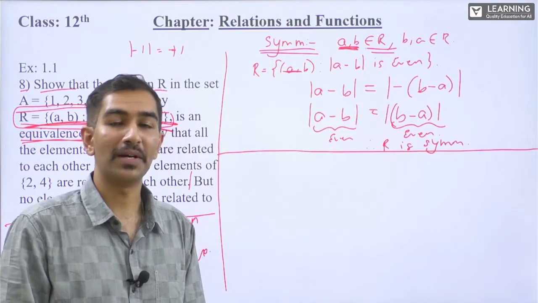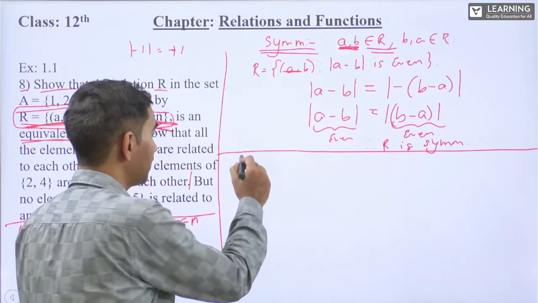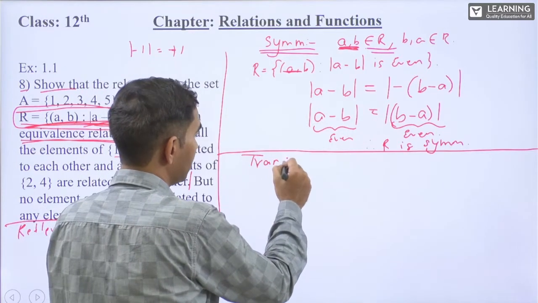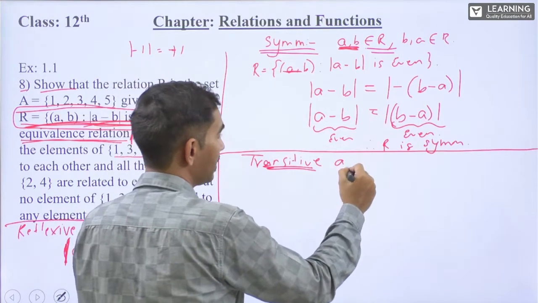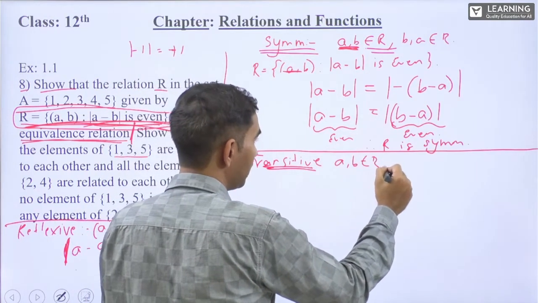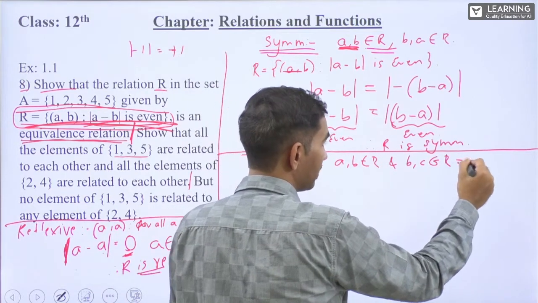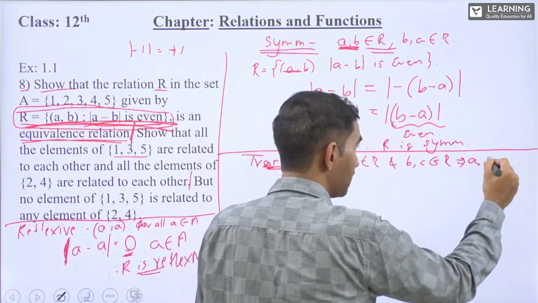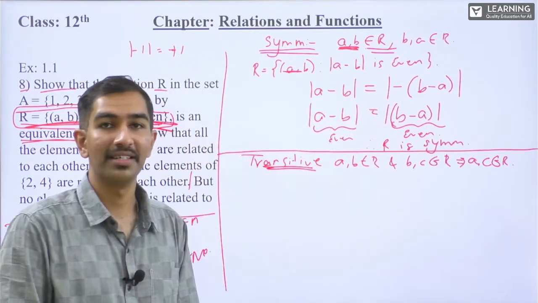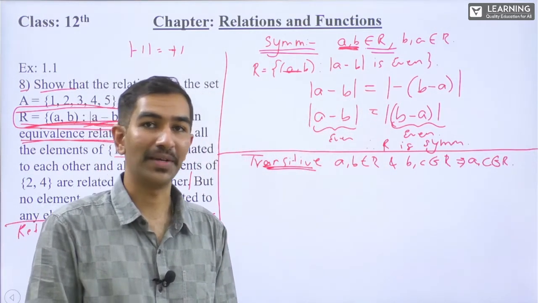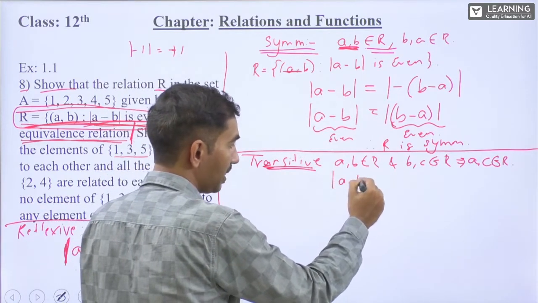Next we'll be seeing how we prove a transitive relation. So how is a transitive relation defined? A transitive relation is defined as: (A, B) belonging to R and (B, C) also belonging to R. If (A, C) is also belonging to R, then we can call that relation a transitive relation.